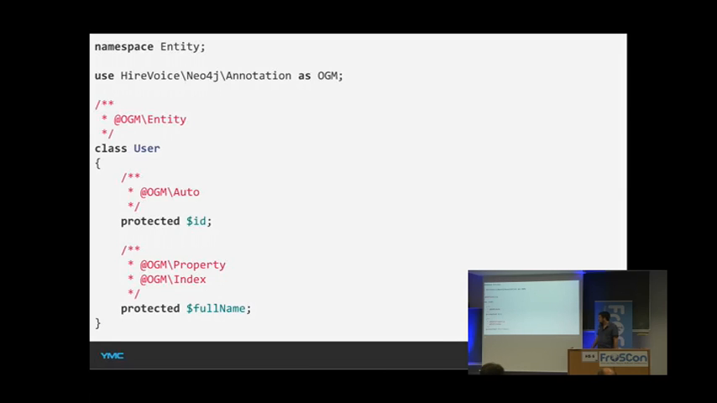For example, we create an entity object called user, and we have to give it an ID and tag it with the annotation OGM auto. This means that there will be an automatic ID assigned by Neo4j. And we have a second property called full name, which we annotate as a property, and we say it should go to the index.